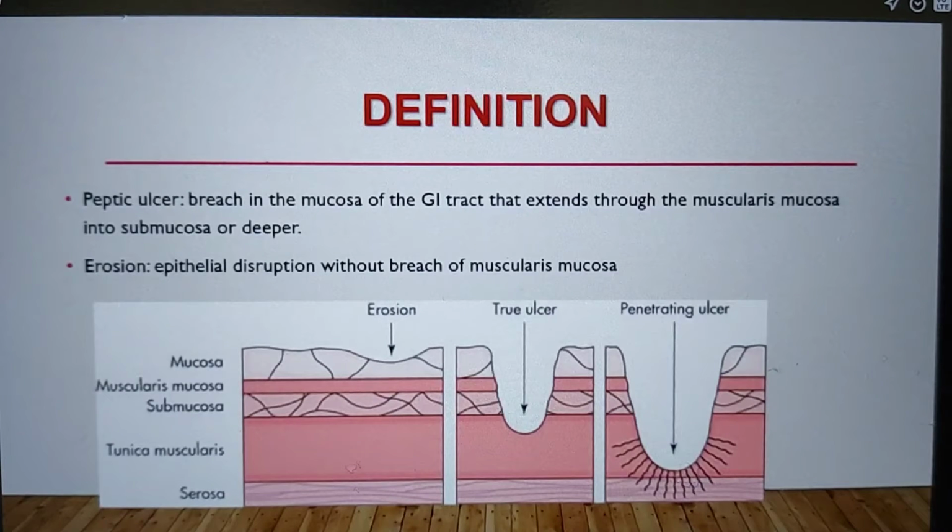So for the definition of peptic ulcer, it is a condition when there is a split in the mucosa of the GI tract that extends through the muscularis mucosa, submucosa, or even deeper.